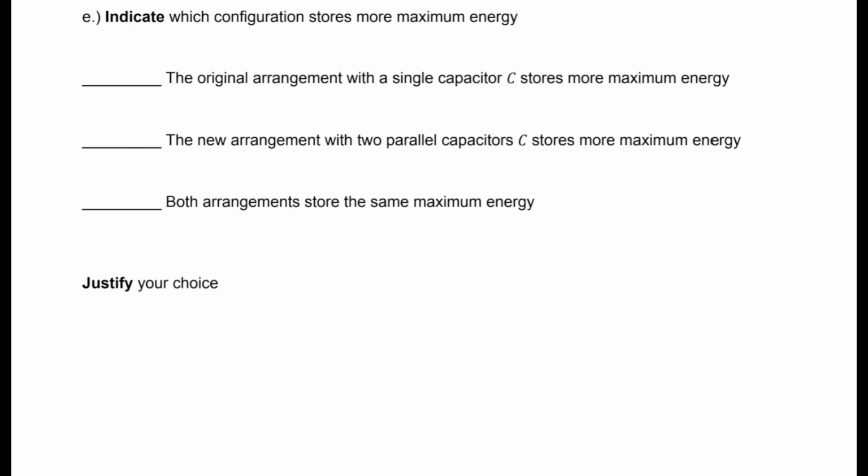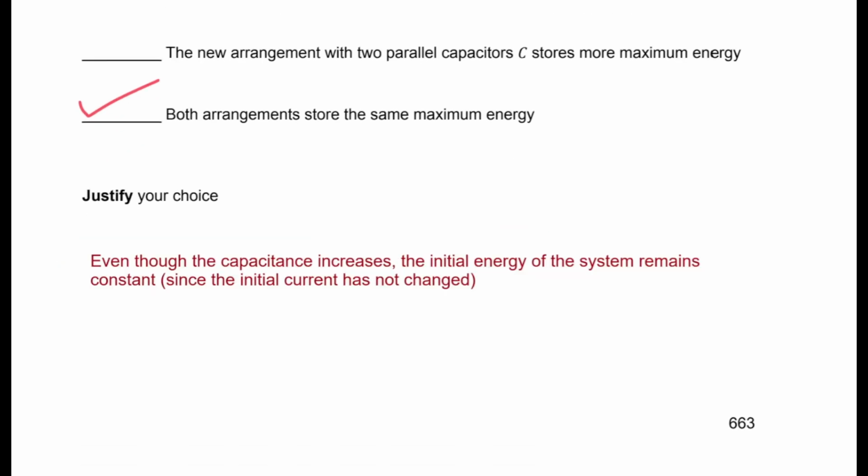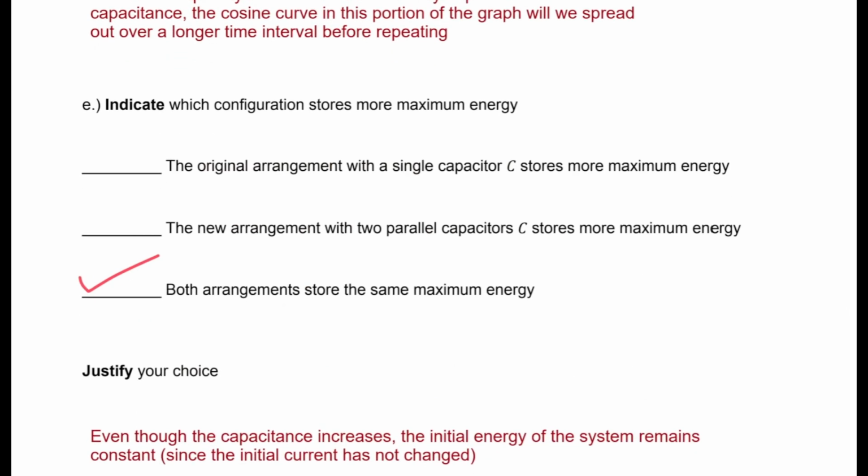So this actually stores the same maximum energy because the initial current has not changed. So if we wanted this to store more energy, you would have to start with the capacitors being charged instead of the inductor having current through it.